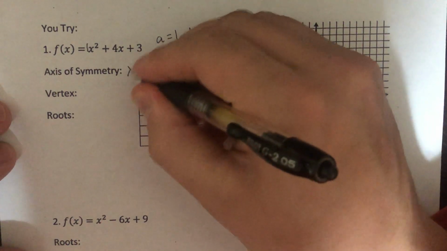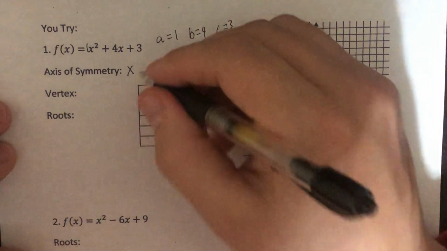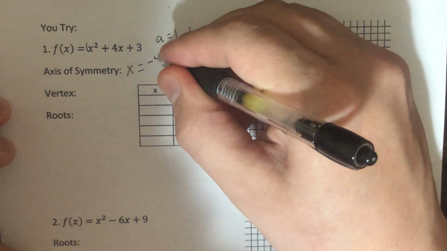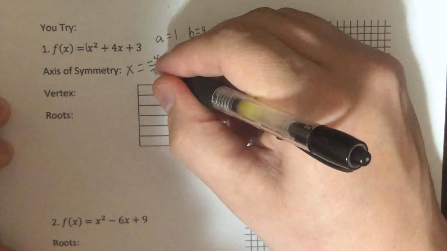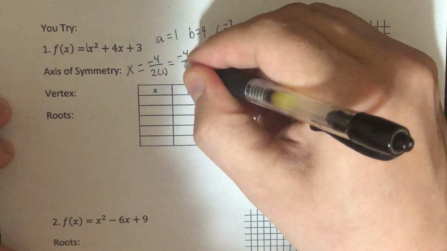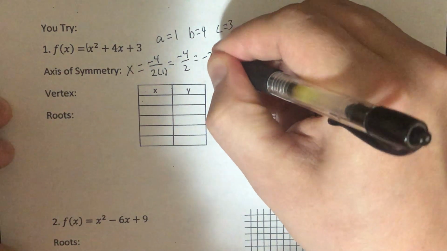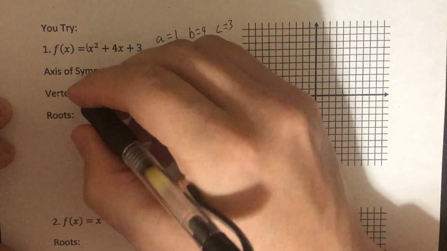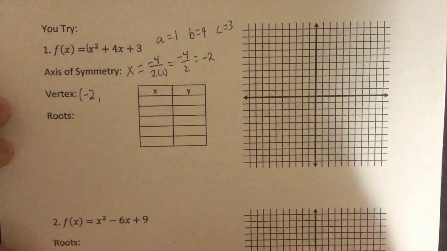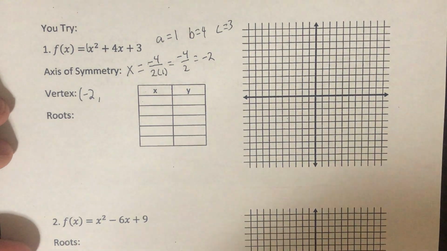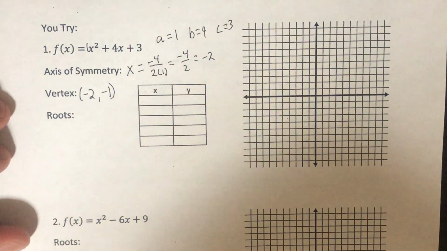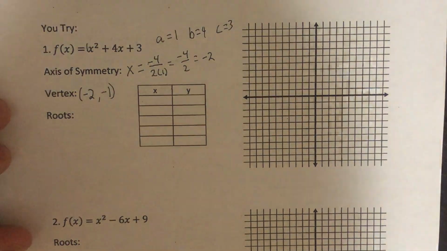First, we have to find the axis of symmetry. X equals negative b, so that's negative 4, over 2 times a, 2 times 1 is 2. So we have negative 4 over 2 is negative 2. So our vertex, x value is negative 2. Have to plug it in to find y. When you plug it in, you'll get negative 1. So negative 2, negative 1.